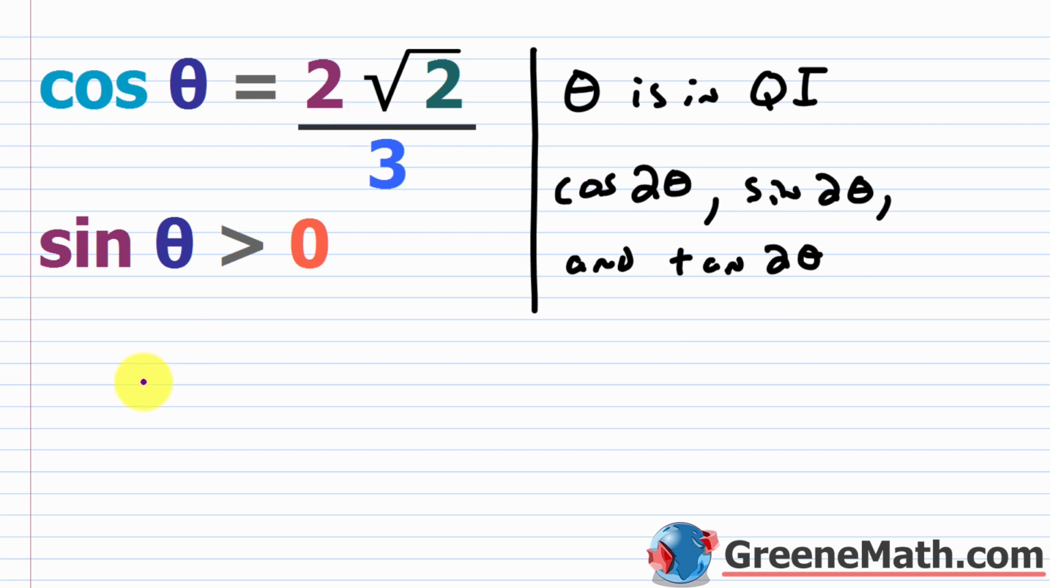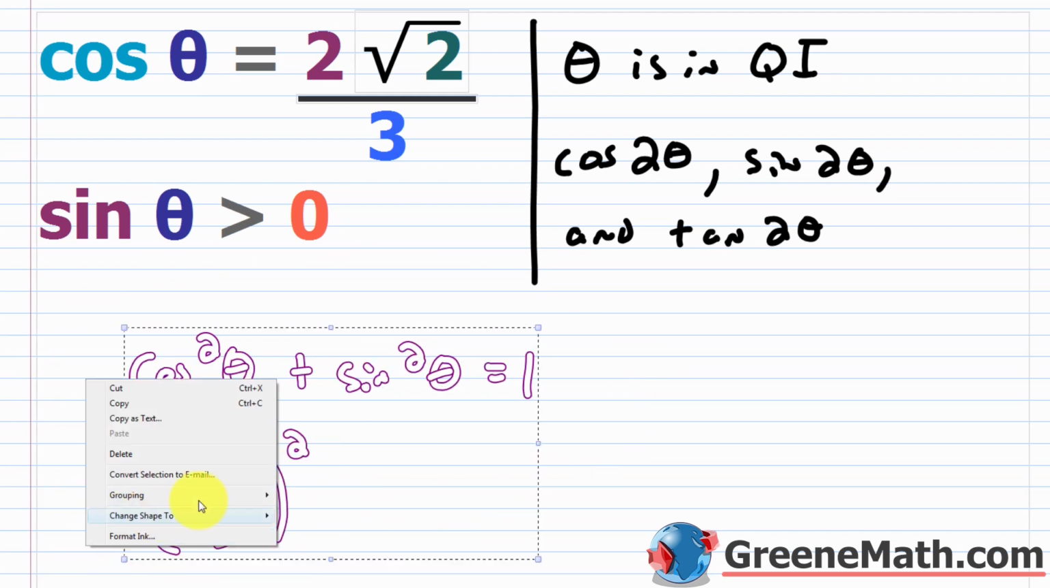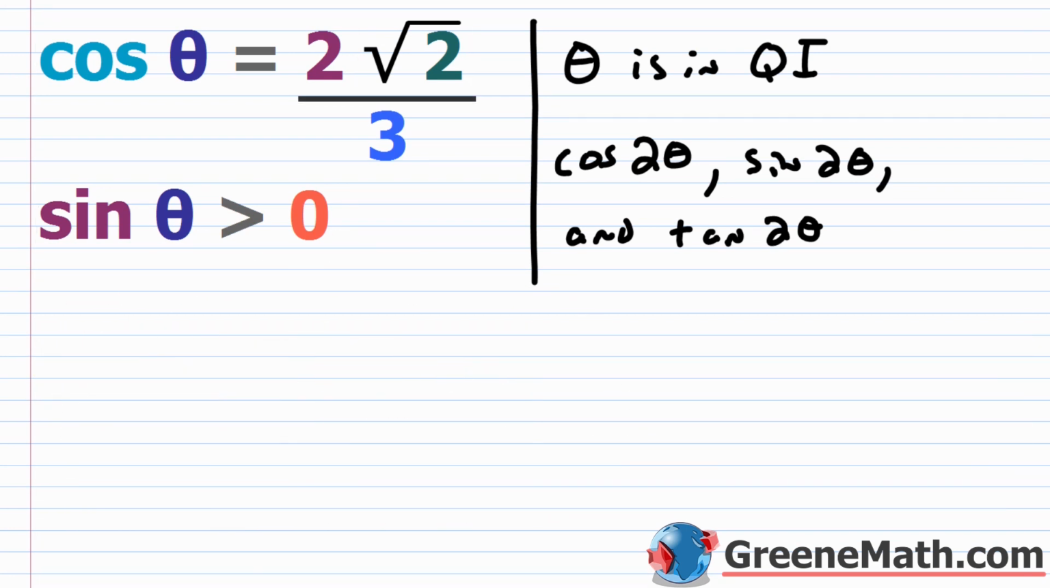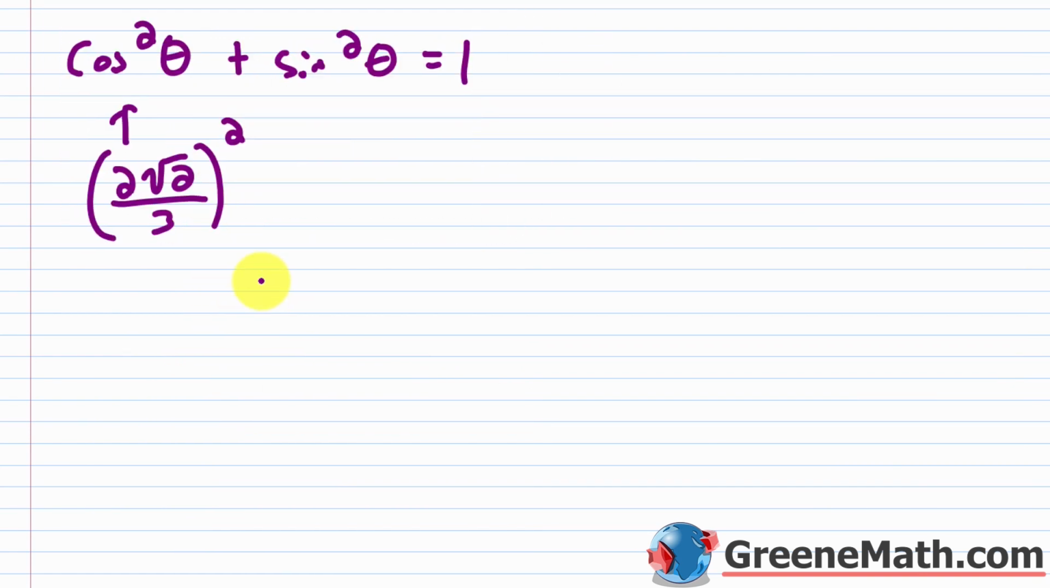One way we can do this is to say that cosine squared theta plus sine squared theta is equal to 1. So this is our Pythagorean identity, something we're really used to working with at this point. For cosine theta, I'm going to plug in this 2 times square root of 2 over 3, and I'm just going to square this. Let me copy this and go to a fresh sheet because we're going to run out of room here. Let's paste this in so we have lots of room. And then I'm going to say plus my sine squared theta is equal to 1.